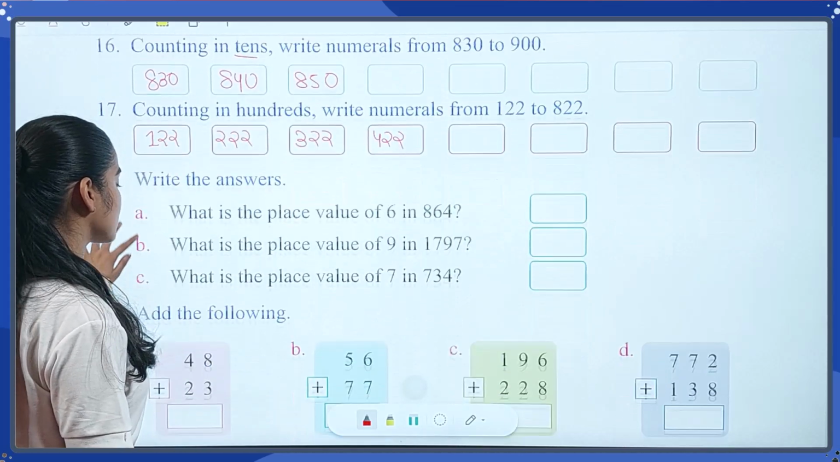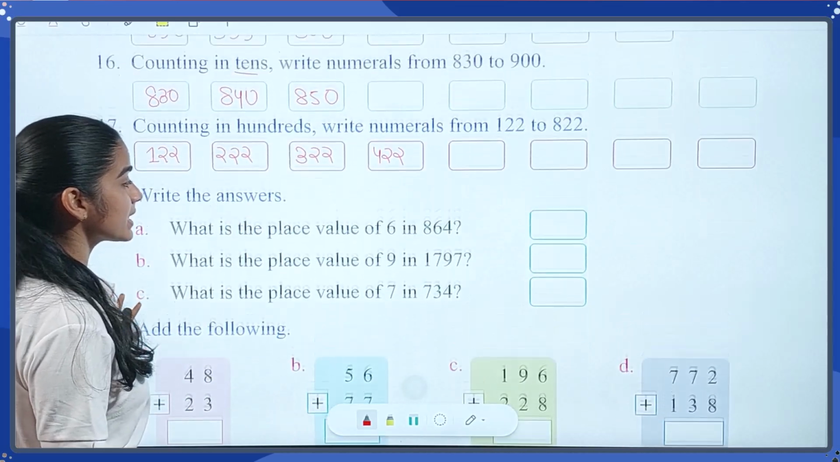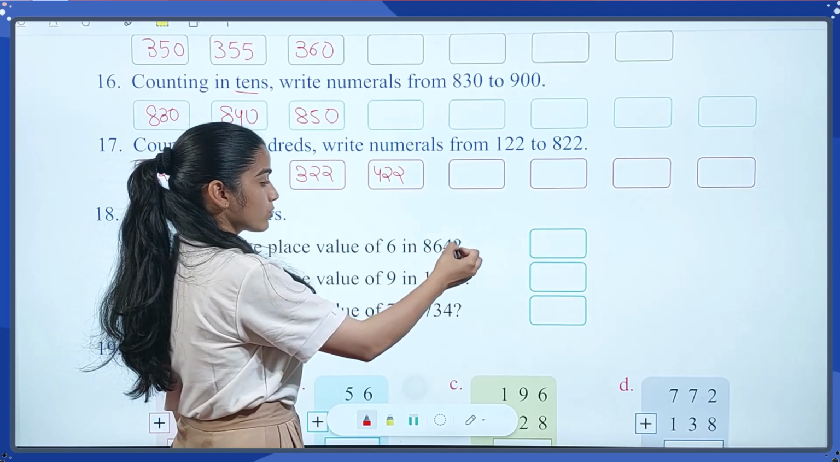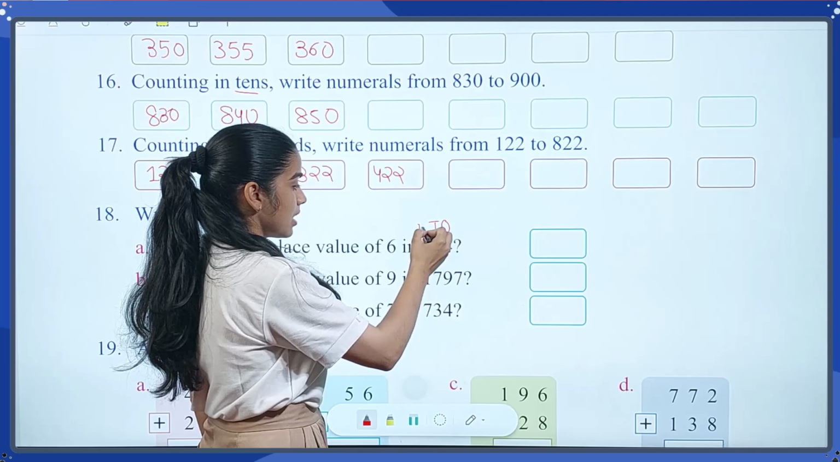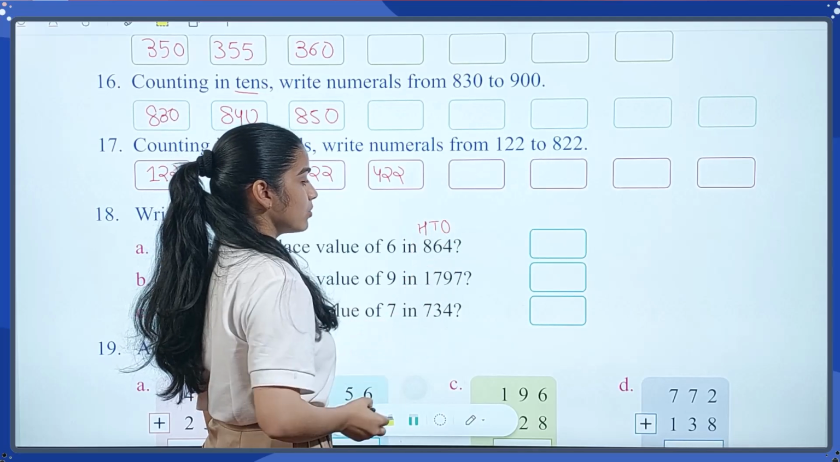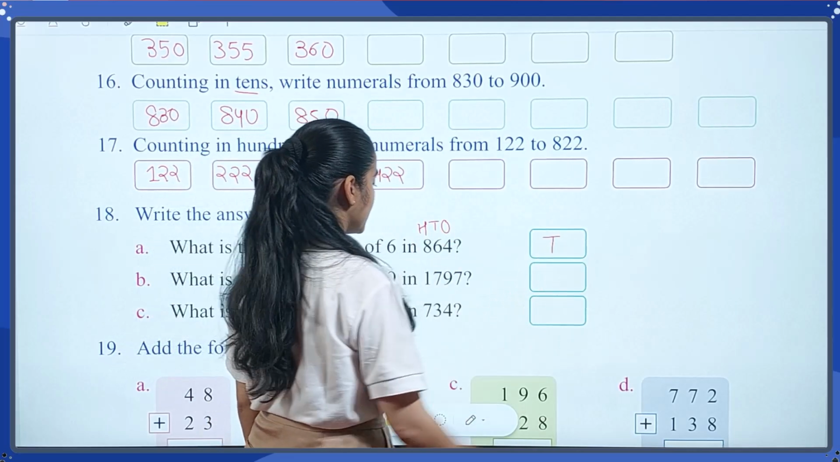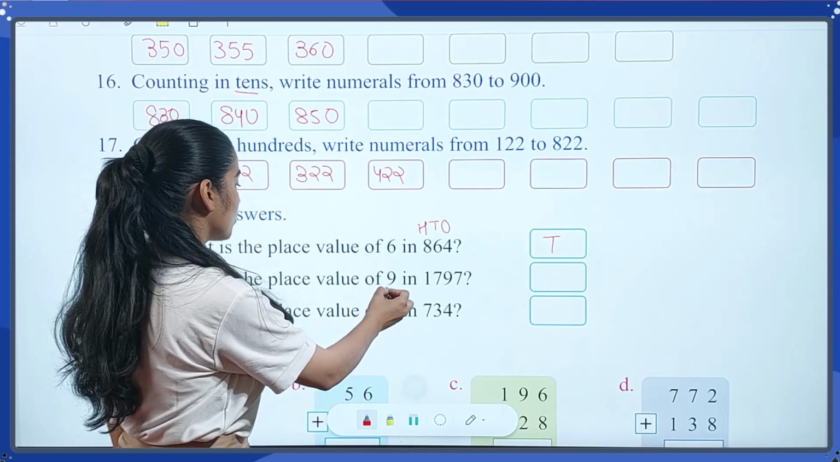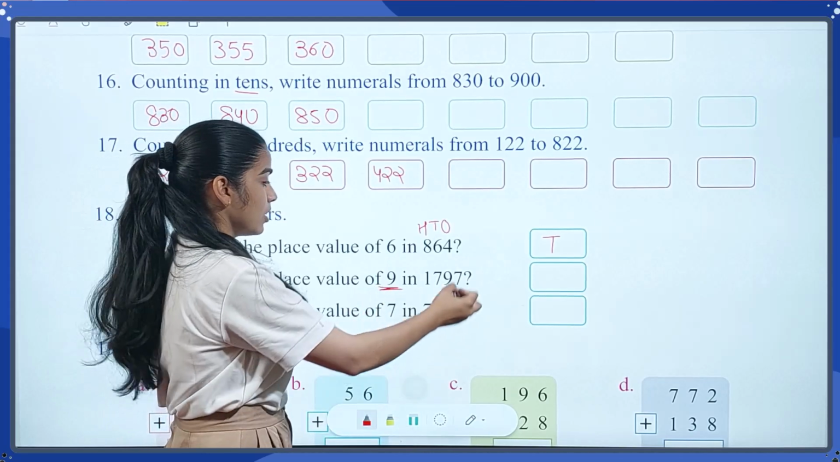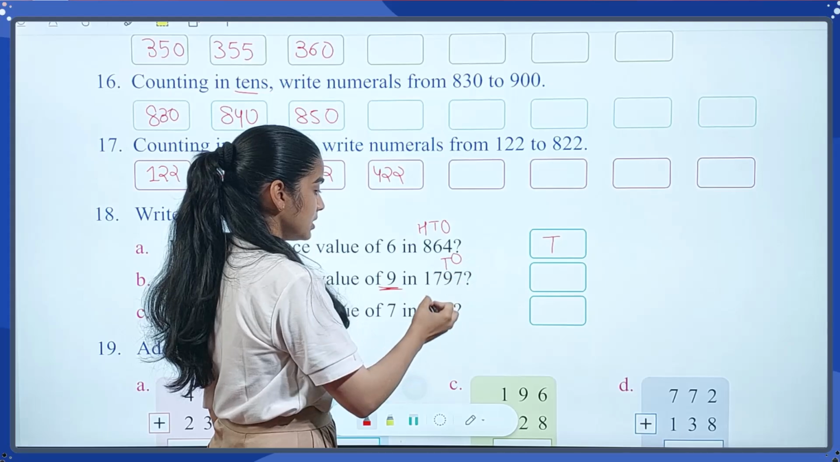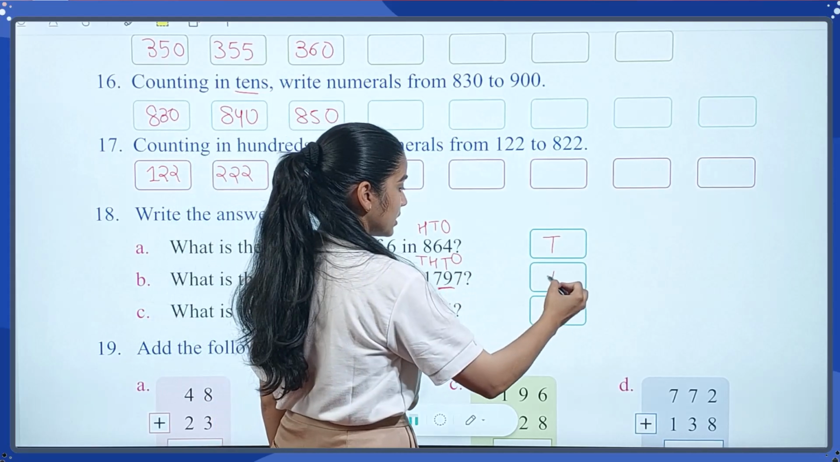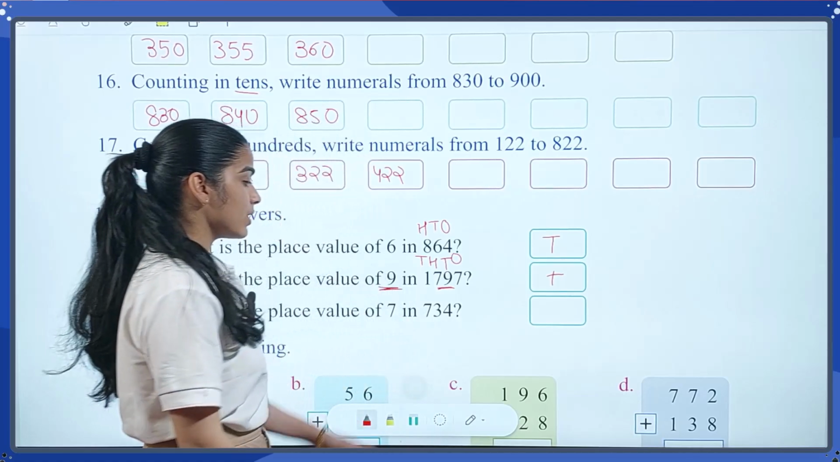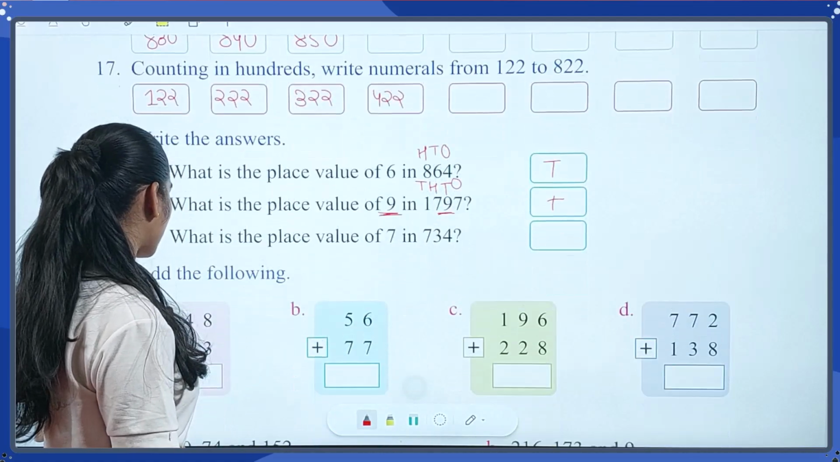Now write the answers. What is the place value of 6 in 864? So ones, tens, hundreds. So what is the place value of 6? Here we have tens. Next we have to classify the place value for 9. So ones, tens, hundreds, thousands. So the place value for 9 is tens again. So in the same way you have to solve this C part also.